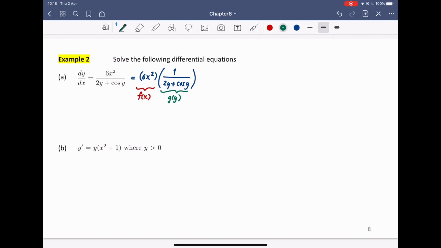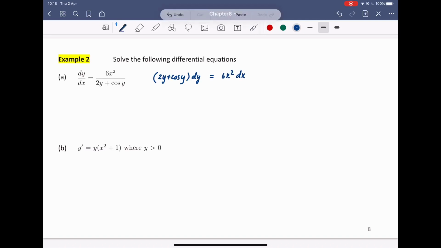The idea of solving a separable differential equation is that you move everything in terms of x to one side and everything in terms of y to the other side. So I'm going to simplify it. I get (2y plus cosine y) dy equals 6x squared dx, and then you integrate on both sides: the integral of (2y plus cosine y) dy equals the integral of 6x squared dx. Now you can just use the integration techniques that you have from calculus 1.